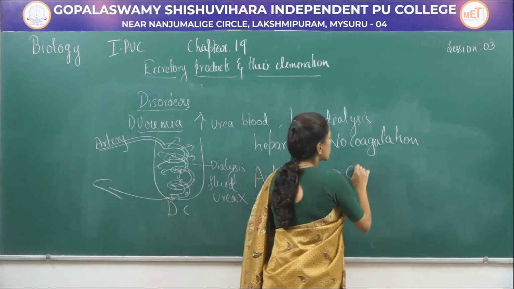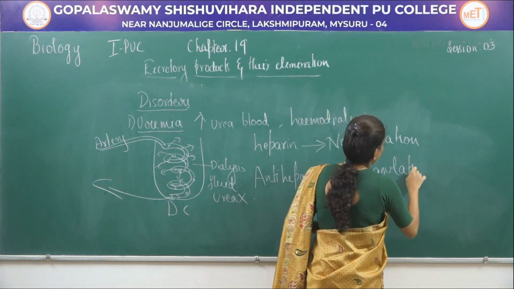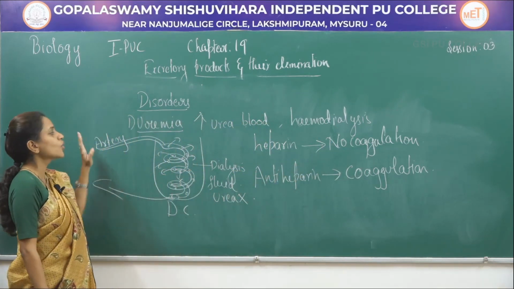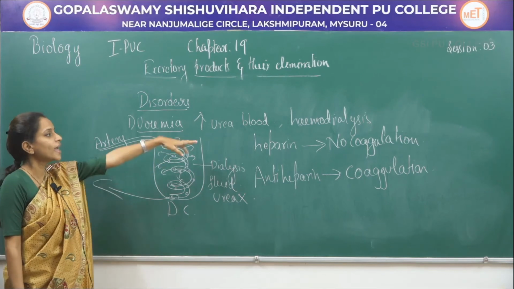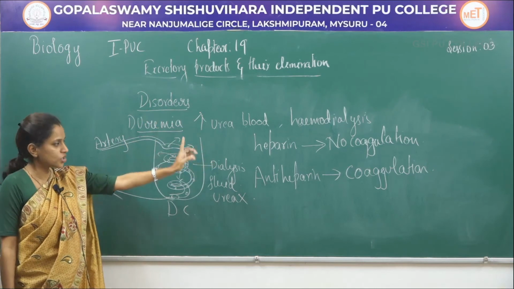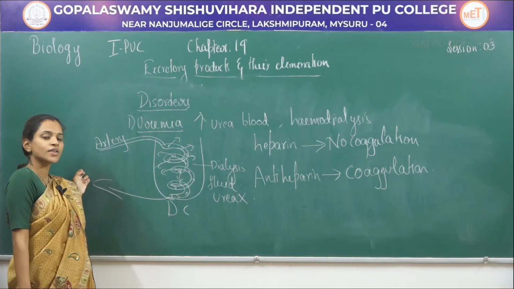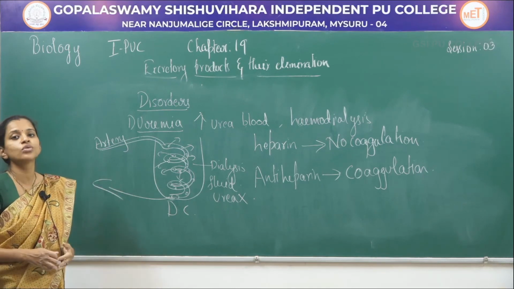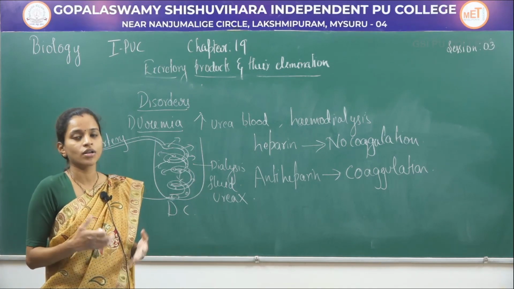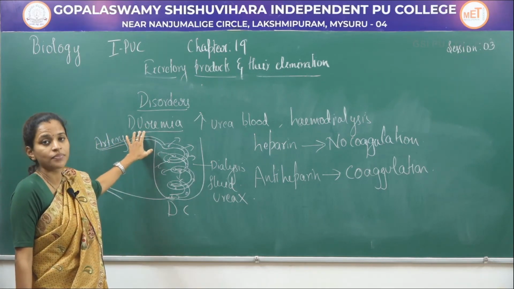So, there is coagulation or clotting of blood. That is how a uremia patient can be treated with hemodialysis. Heparin helps in avoiding coagulation, and anti-heparin helps in coagulation of blood, so that when the blood is transferred into the patient's body, if in future the patient has any cut in his body, the blood will start to coagulate. So, that is about the first disorder, uremia.